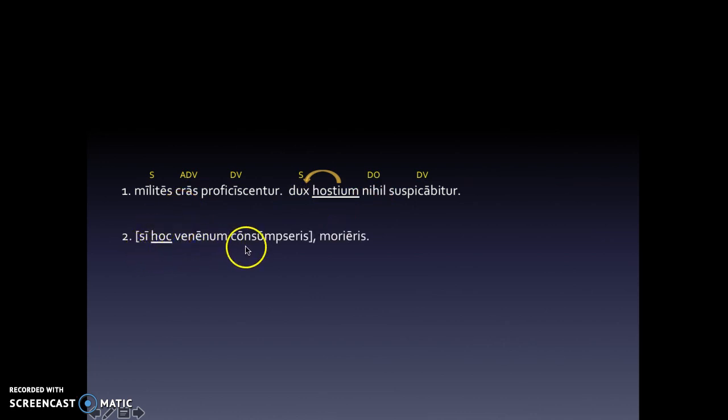Si hoc venenum consumseris morieris. I bracketed this because it is a dependent clause. Hoc is underlined because it's a modifier. It's going with venenum. So if, venenum's our direct object. Consumseris is our verb, and we know that eris is our subject. Morieris, also no nominative, but we can tell from the ending that the subject is you. So if you shall drink this poison, you will die.